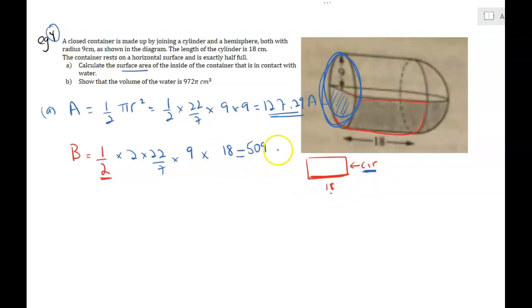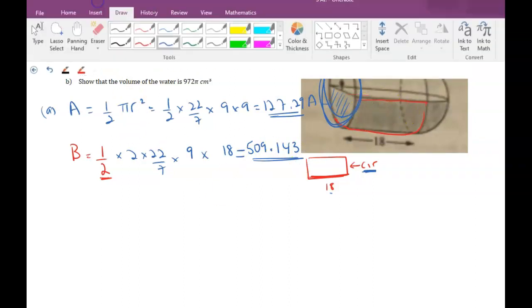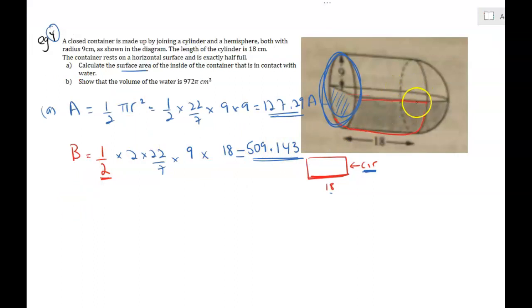Now, this works out to 509.143, etc. Right? So, I'll use this as my answer for part B. Now, lastly, I need to find the surface area of this part here. That is actually, I'll call it C. So the area of that is actually, well, firstly it's a hemisphere, and then it's half of that, so it's actually a quarter.